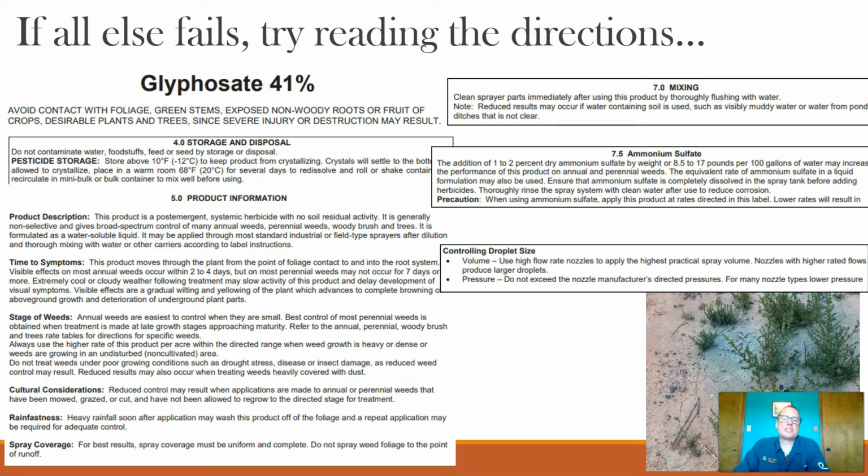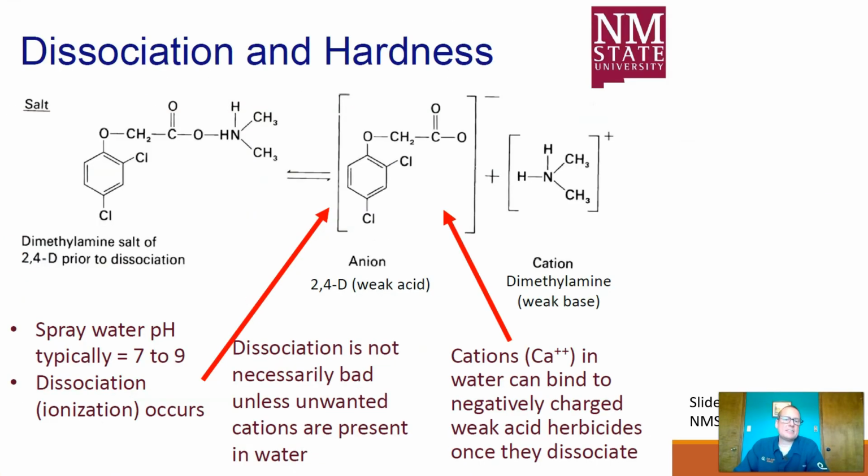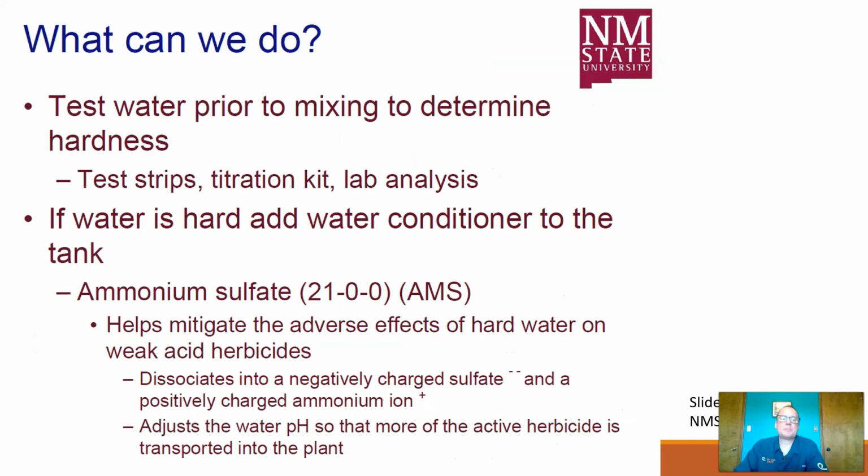Also, know that it'll give you instructions on mixing or adjuvants that might be needed, such as weak acid herbicides might need to have an ammonium sulfate to make up for hard water. That's because hard water basically has cations that will bind to your negatively charged weak acid herbicides, causing them to be less effective. You don't need to know all the details, but just know that here in Northwest New Mexico and most of the American Southwest, we typically have very alkali soils, which leads to very hard water, which leads to less effective herbicides if they're a weak acid herbicide. So you need to adjust for that by using ammonium sulfate.